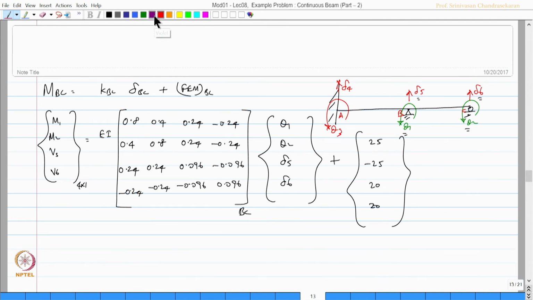So, very interesting. Delta 5 and delta 6 are 0 because they are restrained, marked in red also. Theta 1, theta 2 are already known to us. So, substitute here, get the value and you will see that that value will be actually equal to 30.517, this becomes 0, 26.105, 13.895. Okay. So, let us plot these values.